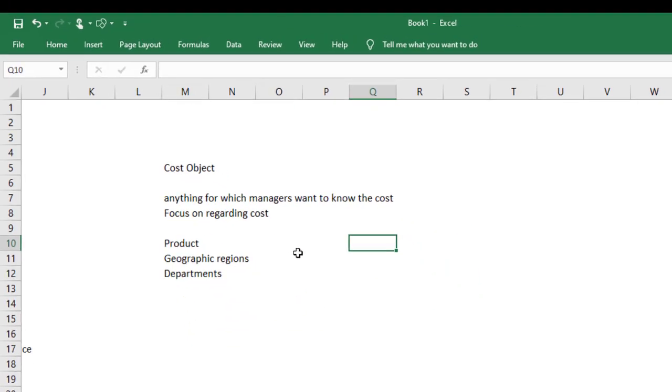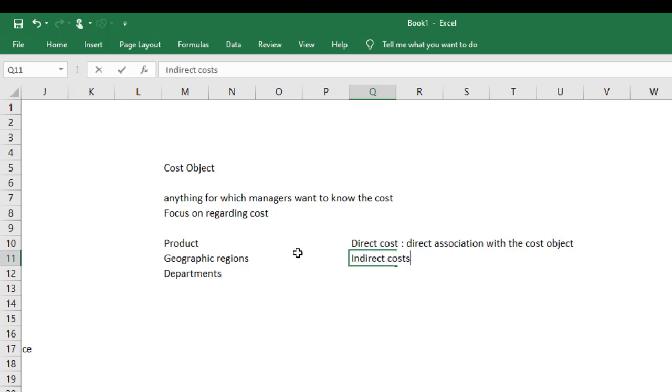So when you're looking at the cost object, anything that's a direct cost has a direct association with the cost object. Let's say you look at your cost object as one of your department stores, right? So let's say your cost object is this department store. Then anything that's directly associated with that department store is a direct cost.